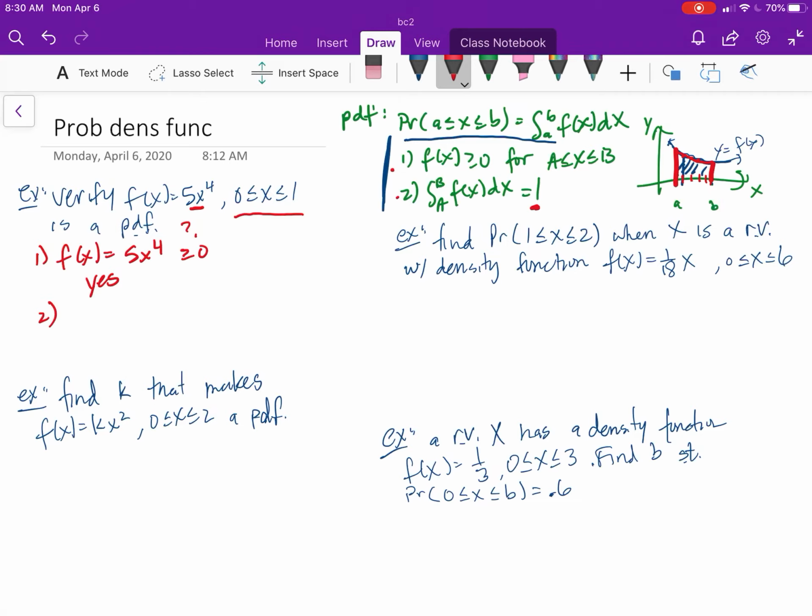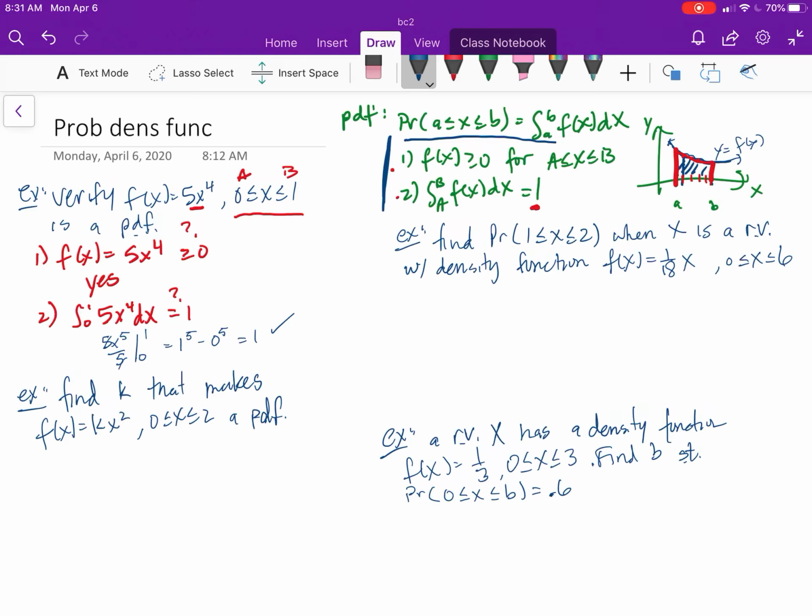Now, is the integral a to b, right, 0 to 1, of 5x to the 4th, does that equal 1? So I'm going to put question because I don't know yet. That's what we're trying to show. We'll integrate that. We get 5x to the 5th over 5 from 0 to 1. So the 5's cancel. We'd have 1 to the 5th minus 0 to the 5th, which is 1. So we verified that that function, 5x to the 4th, from 0 to 1, is the PDF. It is the probability density function.